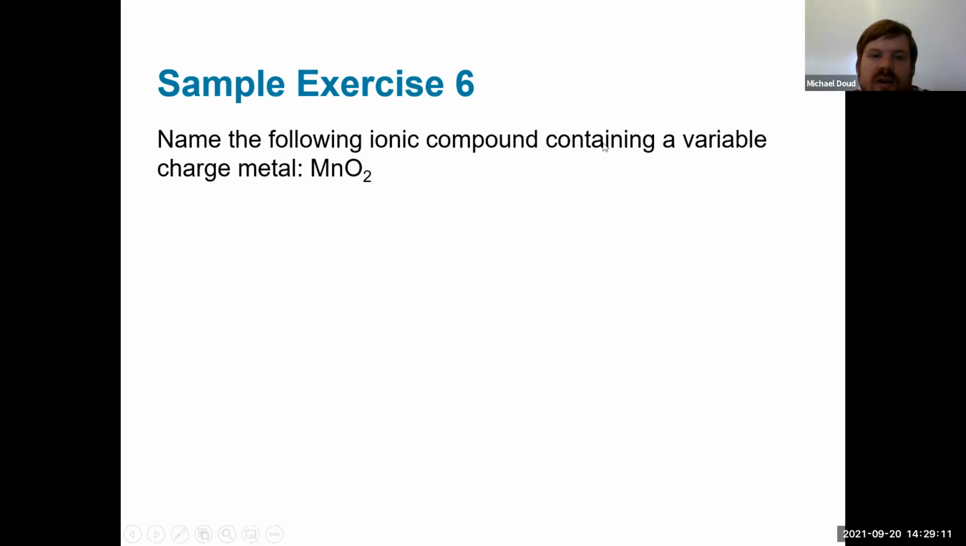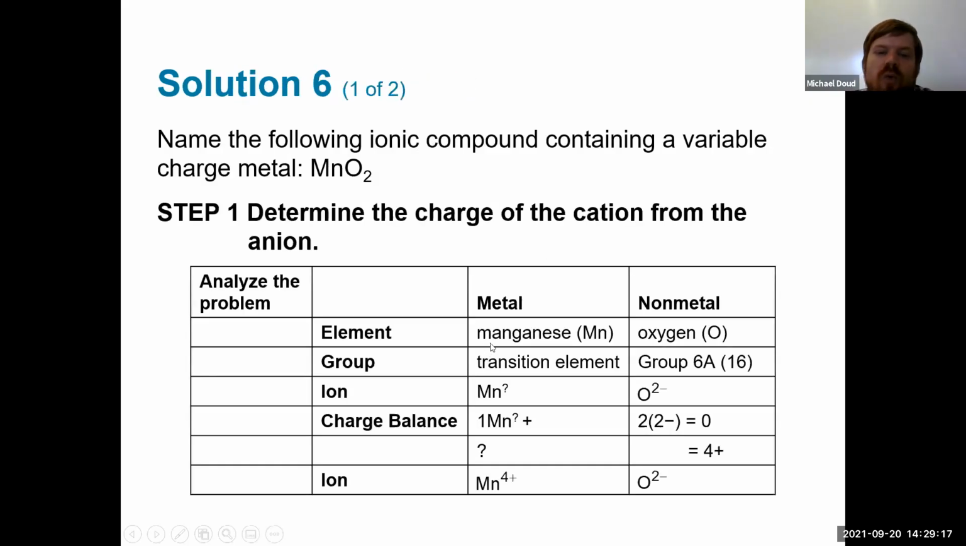Okay, so MnO2. Well, Mn is manganese, right? And O is oxygen. So what do we know here? We know that our metal is manganese. We don't know what its charge is because it's a transition metal. It could be any number of charges. Now, oxygen, on the other hand, as our anion, is really useful because oxygen always forms an oxide ion, which has a 2 minus charge.